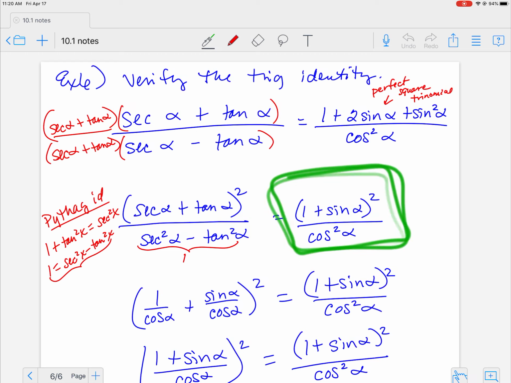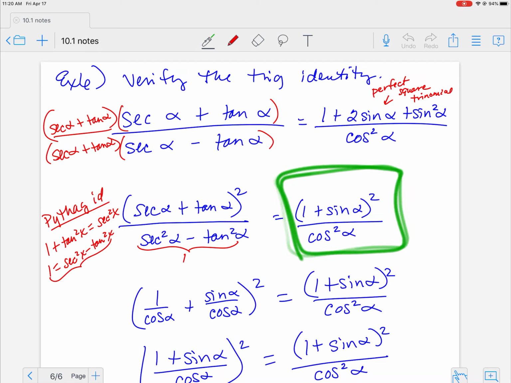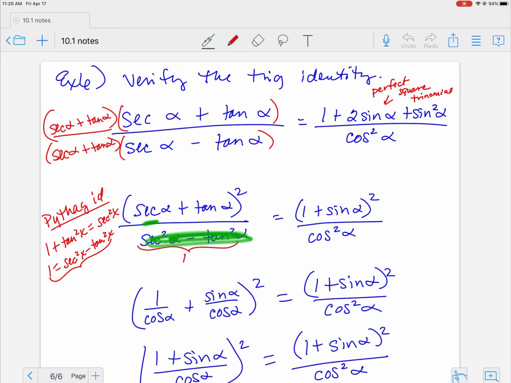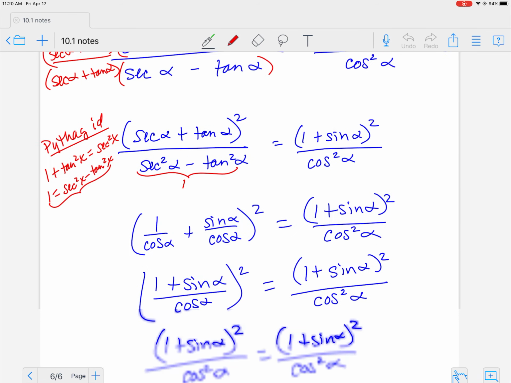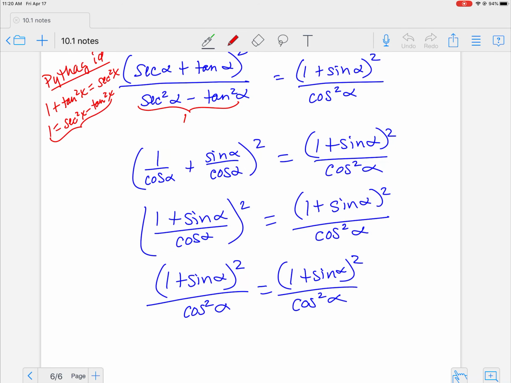If you see your goal is over on the right, use this goal in order to see how this is going to play out. Well, what do you know about secant? Oh, it's 1 over cosine. What do you know about tangent? Oh, it's sine over cosine. And then that is going to be your next step. Sometimes you can't always see super far in advance, but in your head is what I'm talking about. Seeing in your head these next steps. That's when you get good at these.